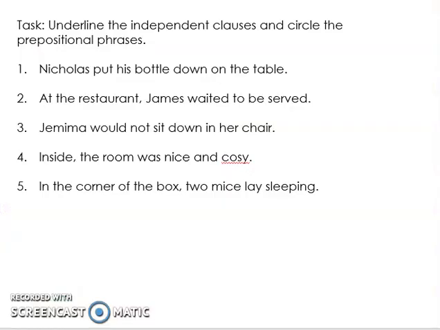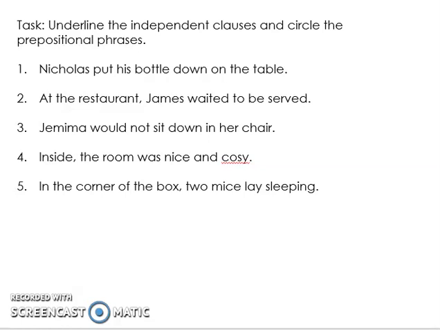Okay, so I'd like you to write down the sentences 1 to 5 in your book. Have a read of them now. 1, Nicholas put his bottle down on the table. 2, at the restaurant, James waited to be seated. 3, Jemima would not sit down in her chair. 4, inside, the room was nice and cosy. And 5, in the corner of the box, 2 mice lay sleeping. Pause the video now and write those down.